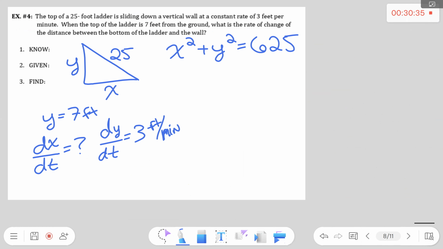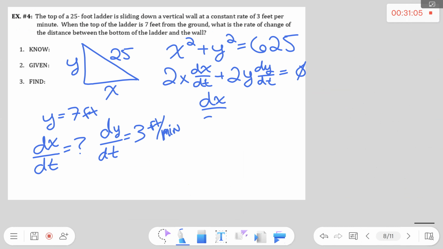We're looking at rates. First thing we do when we look at rates is differentiate: 2x dx/dt plus 2y dy/dt equals 0. What are we looking for? dx over dt. So I'm going to get that by itself: dx/dt equals negative y dy/dt.